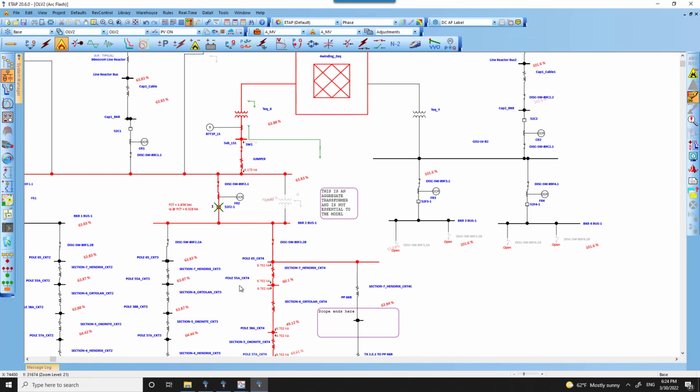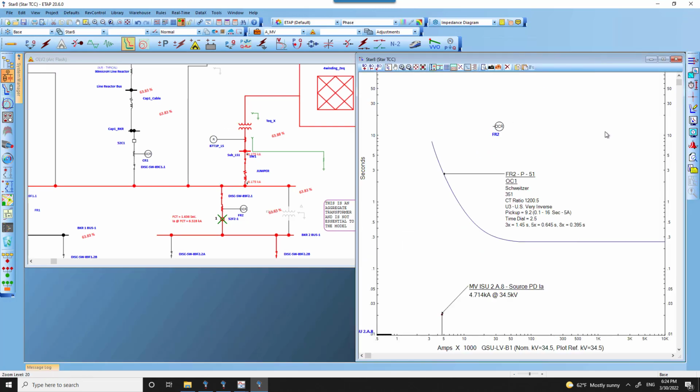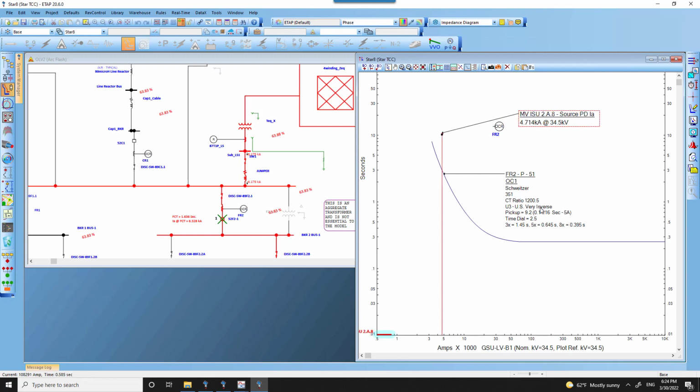The time current curve for this particular condition would show that on a fault at that 34.5 kV switchgear substation, we do have the clearing time at this particular location, which was actually evaluated based on their existing settings for their time or current position.